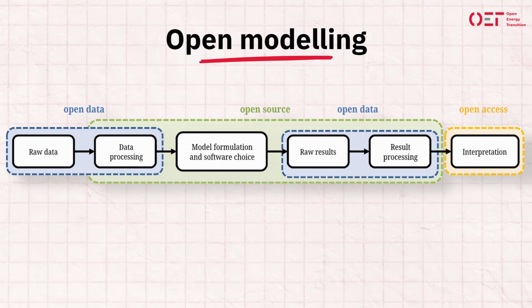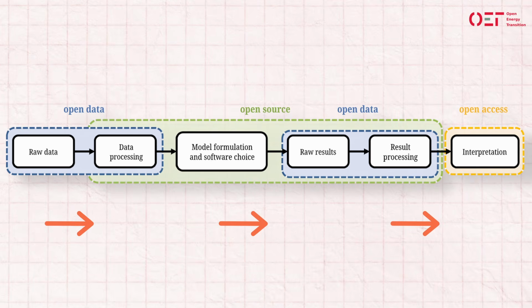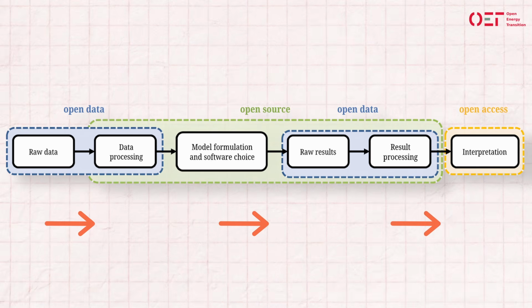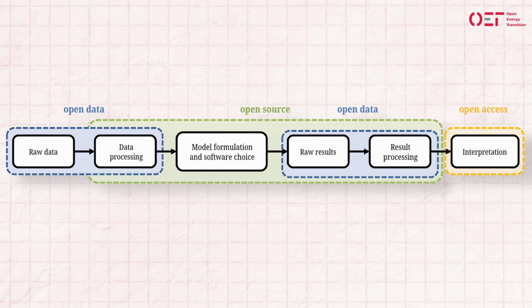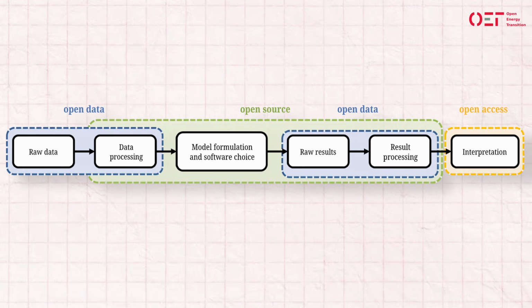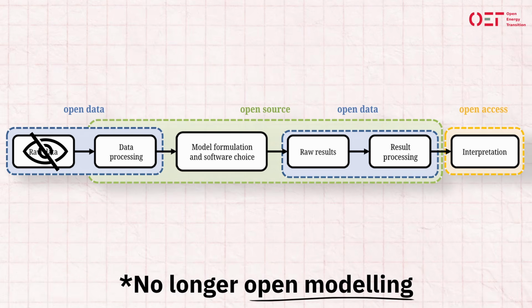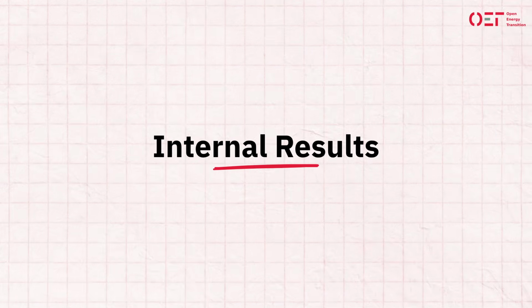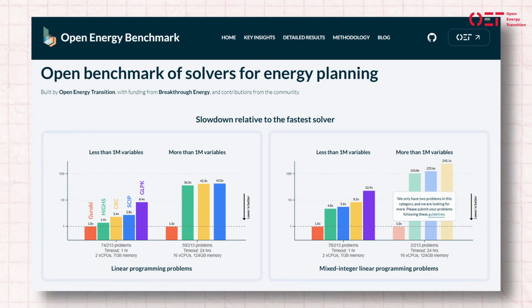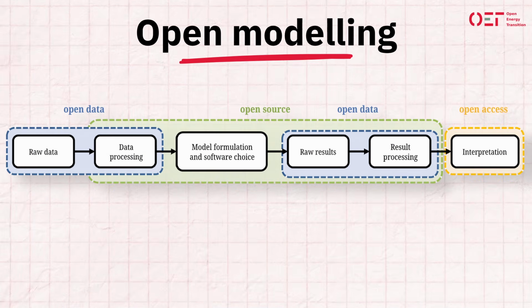When we talk about open energy modeling, the gold standard is that every single part of the process is open, from the raw data input all the way to the final insights. However, there are some contexts where it makes sense to relax this. For example, if data is commercially sensitive or private, or if interpretations cannot be shared publicly or are solely for internal purposes, or proprietary solvers are more performant than open source solvers. Let's break the open modeling process down then.